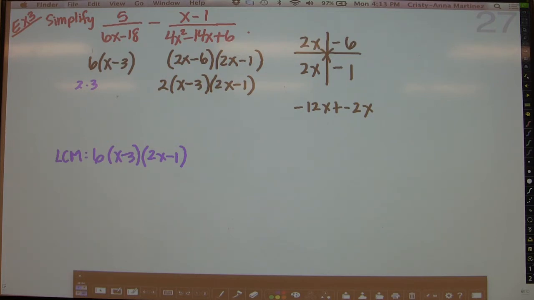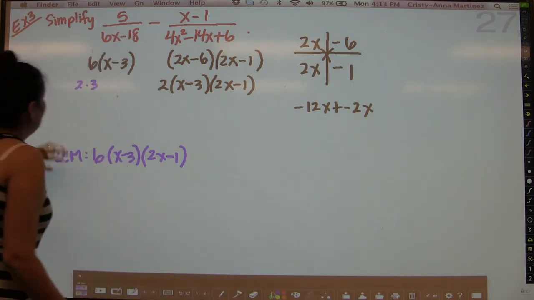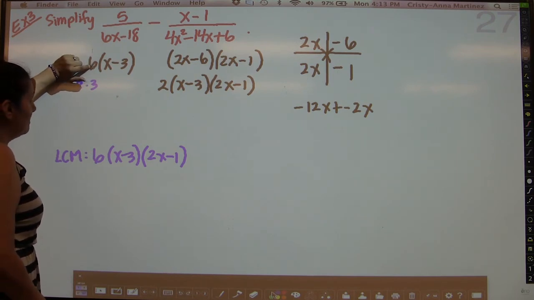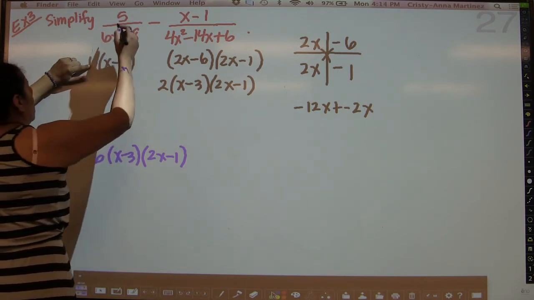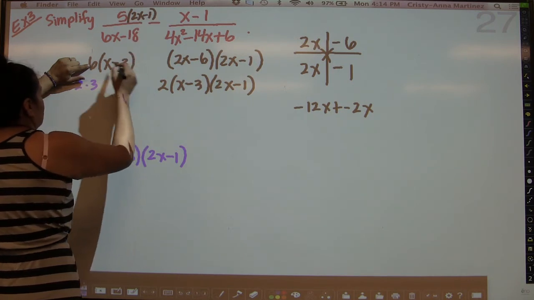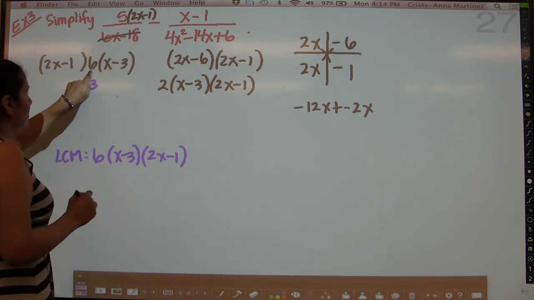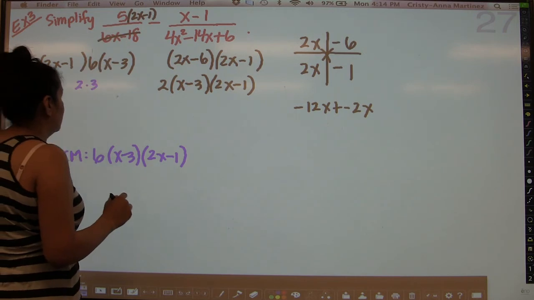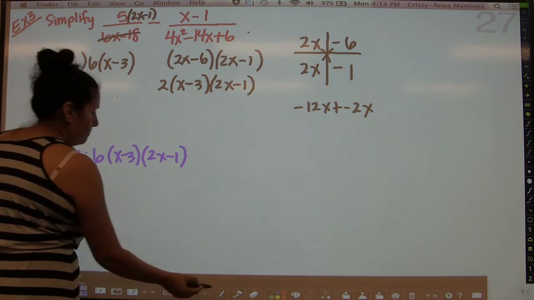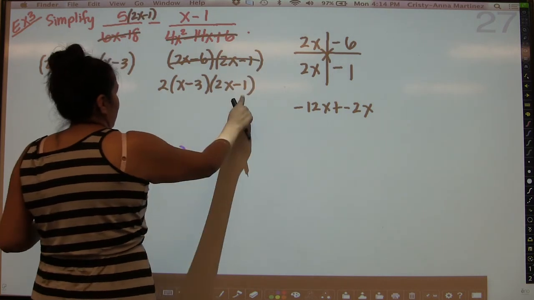And so now it's a matter of multiplying the original fractions by whatever they're missing. So I look at the original fraction here, it has a 6 and it has an x minus 3. So what it's missing is the 2x minus 1. So I need to multiply the top by 2x minus 1 and also the bottom by 2x minus 1. Okay? So basically this 6 times x minus 3 replaced the 6x minus 18. I don't need this 2 times 3 there anymore. Okay, so then over here, this all got replaced by this factor here.